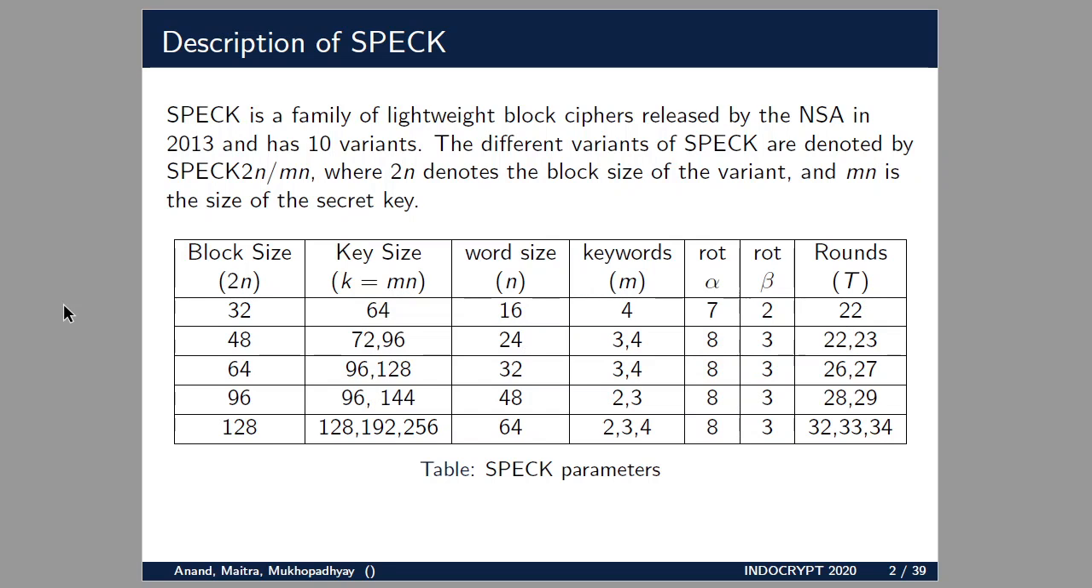SPECK is a family of lightweight block ciphers released by the NSA in 2013 and it has 10 variants. The different variants of SPECK are denoted by SPECK 2n/mn, where 2n represents the block size of the variant and mn is the size of the secret key. Here n can take values 16, 24, 32, 48 or 64 and m can be 2, 3 or 4. For each combination of mn, the corresponding round number t is adopted as shown in this table.